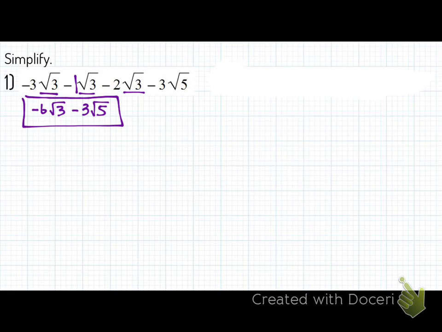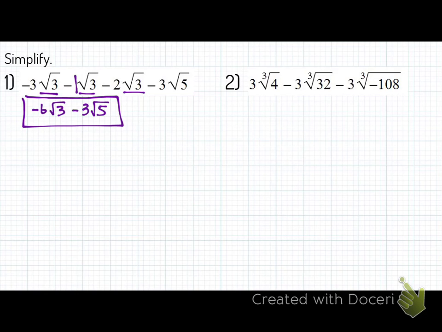Okay, good. Next one, number 2. We got 3 cube root of 4 minus 3 cube root of 32 minus 3 cube root of -108. This one's a little scarier, right? Do we have any common radicals here? No. So now I need to see if I could simplify these before combining them.